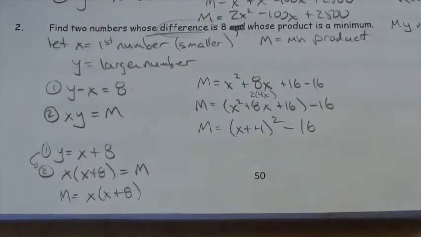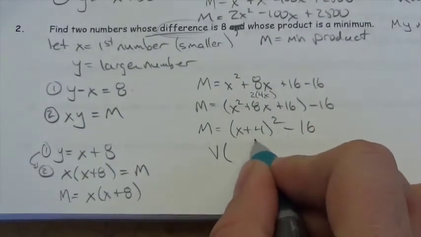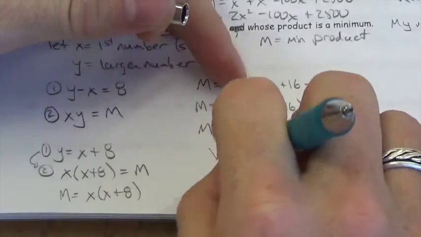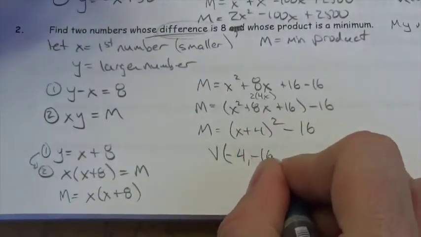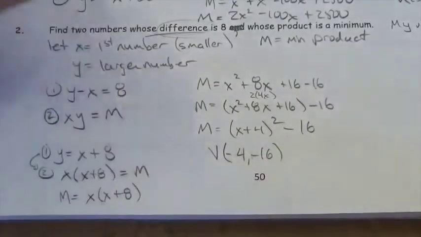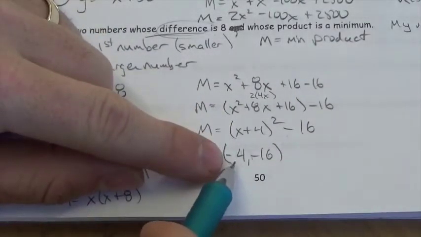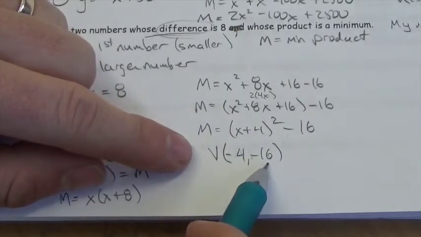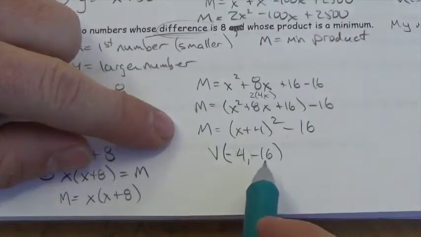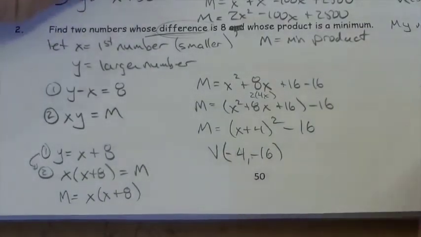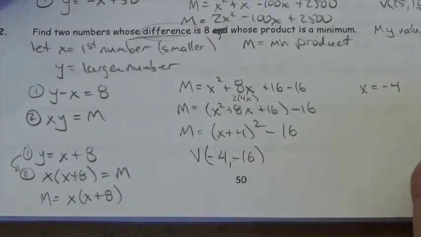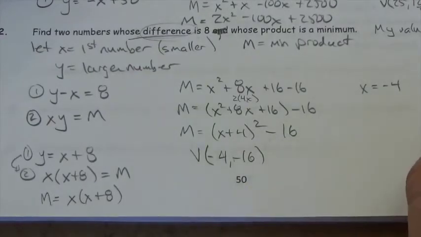Whoops, sorry about that. All right, so now my vertex is going to be the point (-4, -16). Now, what are the variables for my vertex here? x is right here, coincides with that value right there. But this isn't the y coordinate, it's the m coordinate. This right here is the minimum product. Now, I know one of the numbers is -4. That's easy. I know that m in this case, the minimum product that I was looking for, is going to be this -16. That's the value of that.